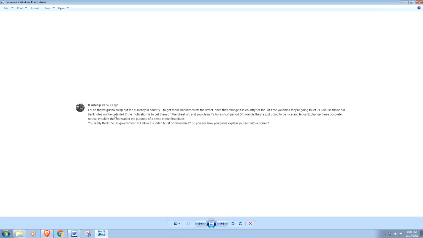Okay, so here's another one. So there's going to be a swap out of country. Oh, swap out the currency in country. Okay, so let me see this here. To get those banknotes off the street once they change it in country for a short period of time, you think they're going to let us just use those old banknotes on the outside? If the motivation is to get the notes off the street and you claim it's for a short period of time, they're just going to be nice and let us exchange the obsolete bills?